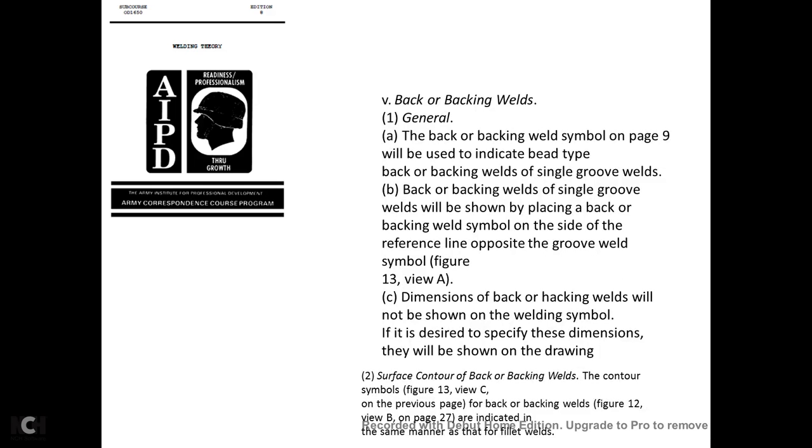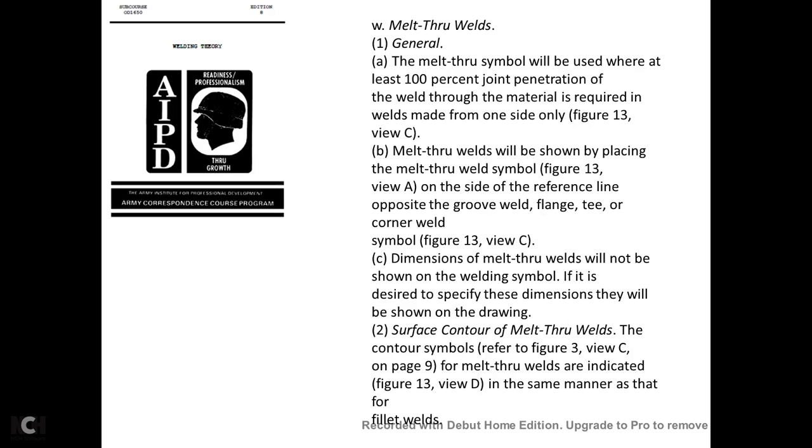Backing and backing welds. Generally, the backing welding symbols on page 9 will be used to indicate the B-type backing of the welding of backing welding with a single groove weld. Backing welding in a single groove weld should be shown by placing the back of the backing welding symbol on the side of the reference line opposite the groove weld symbol. See the dimensions of the back of the backing welds should be shown on the welding symbol. If these dimensions are desired, they should be shown on the drawing. Surface contour of backing welds. The contour symbol for the backing welds is indicated in the same manner as the fillet welds.